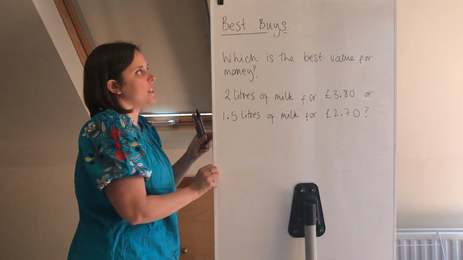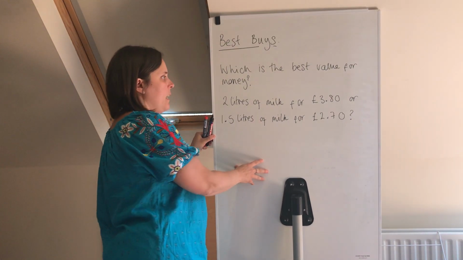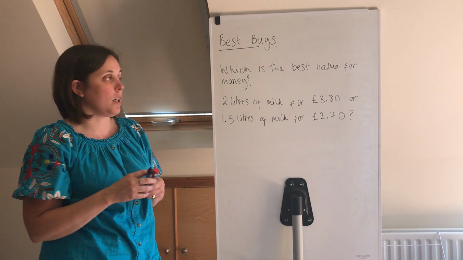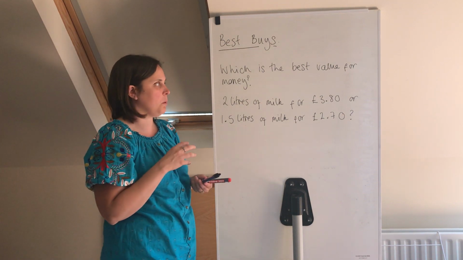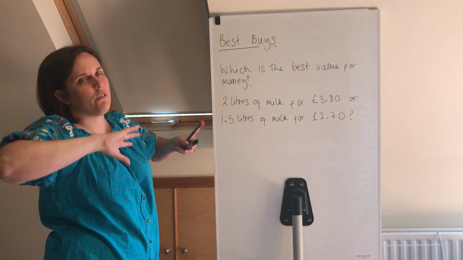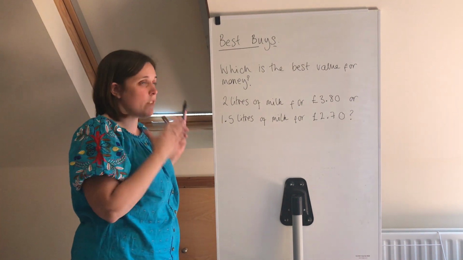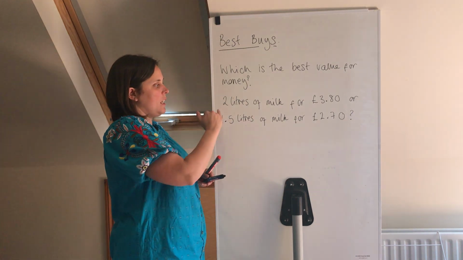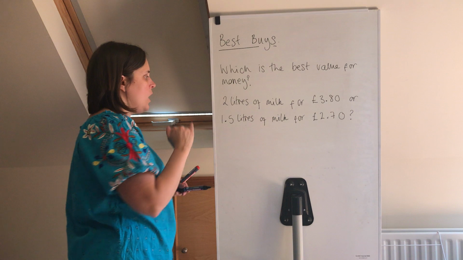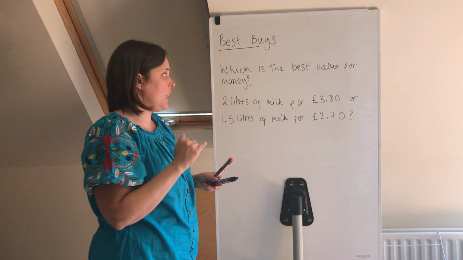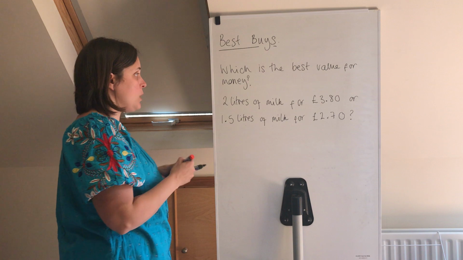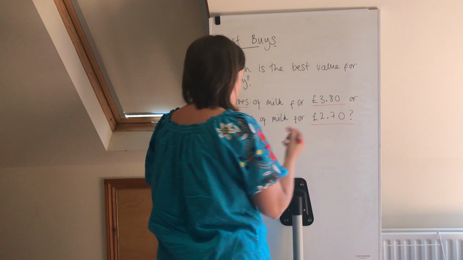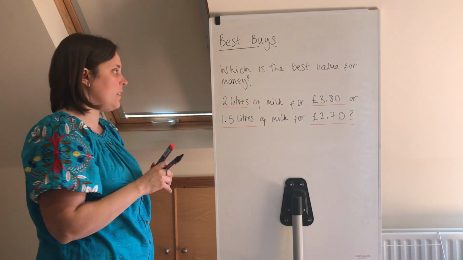On the other side, here's one I prepared earlier. It's a question about best buys. This comes under proportion, and it is quite a common question that comes up a lot at GCSE, and this is a simple example. It could be on a variety of different things, and I think this is really useful for real life when you go shopping in the supermarket. The question says 2 litres of milk are £3.80, 1.5 litres of milk are £2.70. Which is the best value for money? So which one is the best one to get?